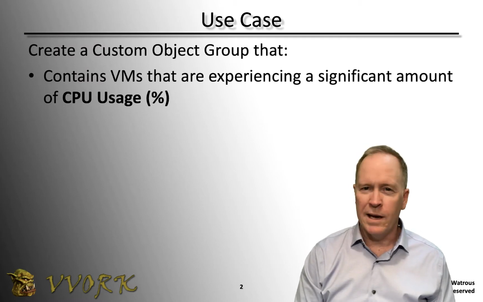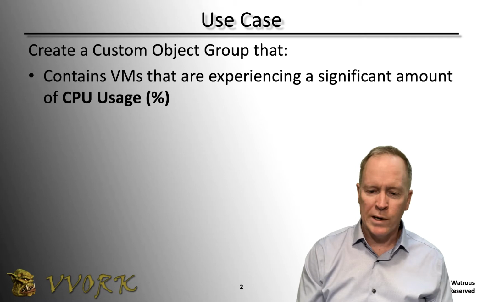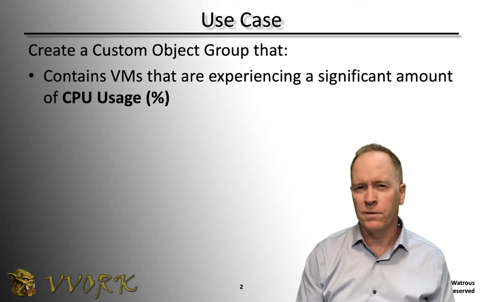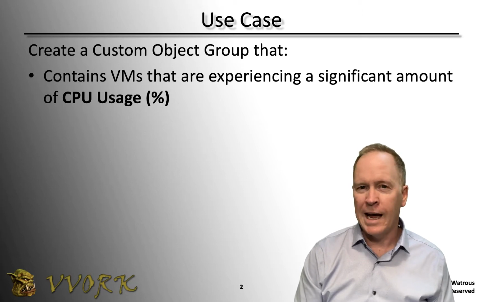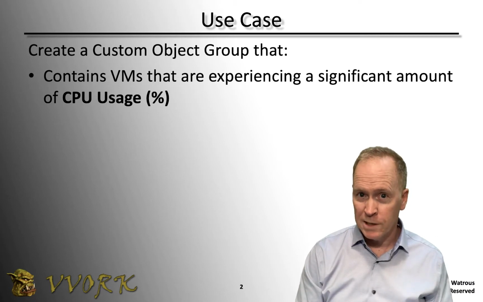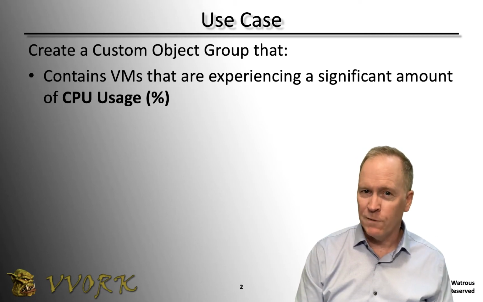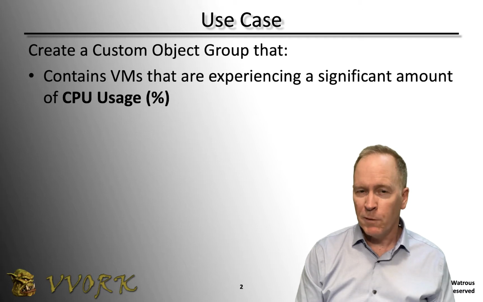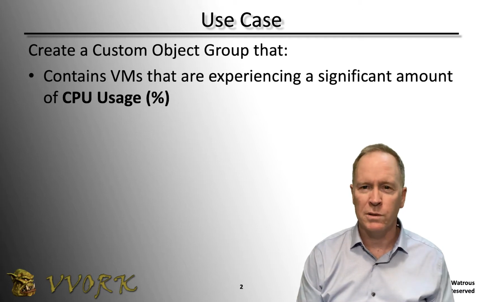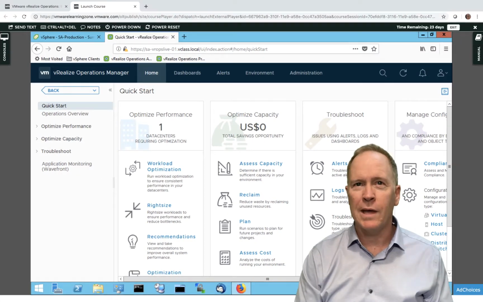In the demonstration that I'm just about to perform, we're going to handle a scenario in which we want to create a custom object group of virtual machines, but not all the virtual machines, just the virtual machines that have a significantly high CPU utilization. So we're going to be looking for virtual machines whose performance metric called CPU usage percentage is above a certain threshold. So let's jump in the lab environment and do that.